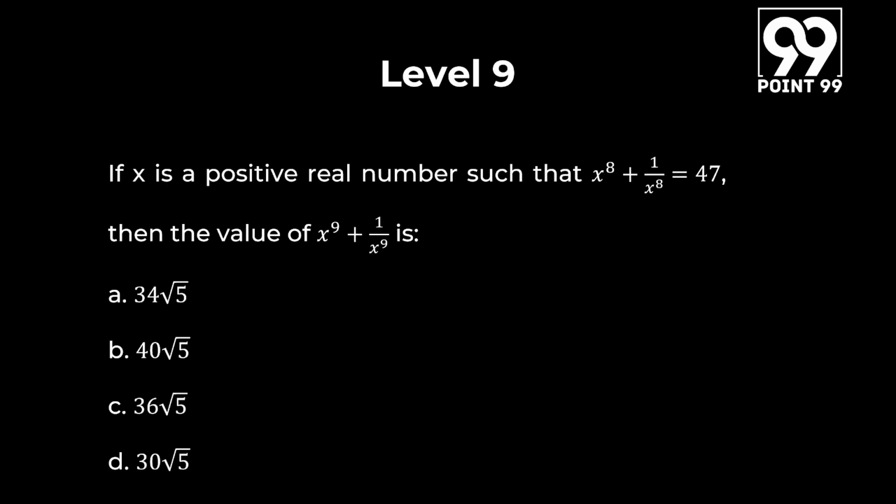Moving on to level 9, this innocuous looking question is a nightmare in itself. If x is a positive real number and x raised to 8 plus 1 by x raised to 8 is 47, you have to find x raised to 9 plus 1 by x raised to 9. It's so simple, right? You just have to figure out what happens when the power is increased by 1. But it is not the case.